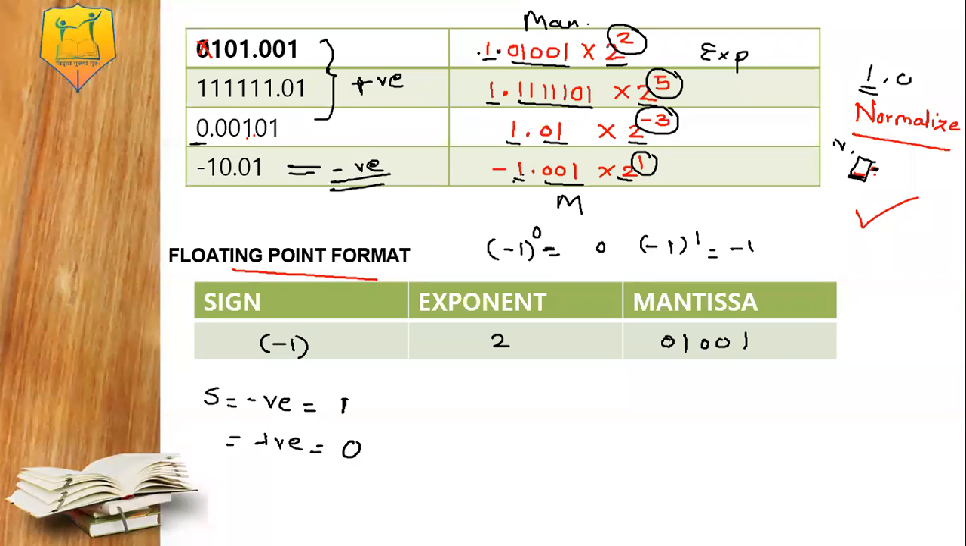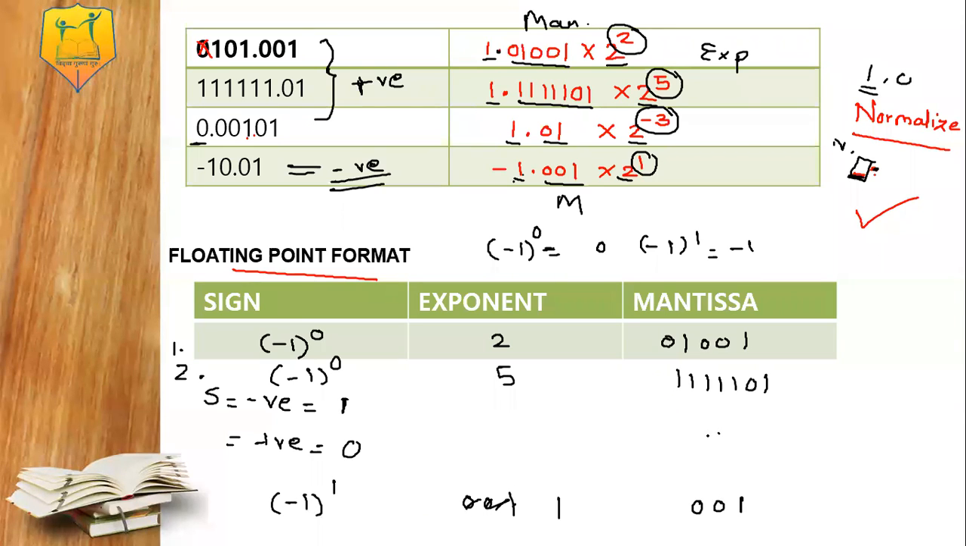Okay, so here the first number is positive, so -1 raised to 0. So that would be the format. This is for the first. Now the second. Let's see what comes for the second. It is my positive number, so the sign would again be 0. Exponent is 5. And obviously the mantissa is the rest part after the decimal. It's 1, 2, 3, 4, 5, 0, 1. Okay, the rest you can write. Last number is my negative number. So -1 raised to 1, the exponent is 1 and the mantissa is 001.